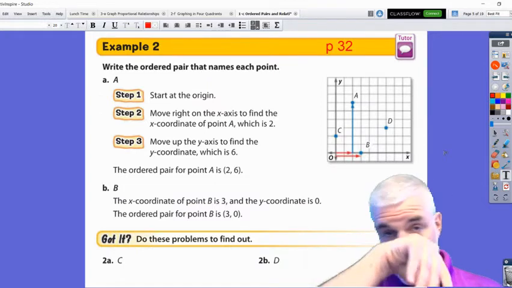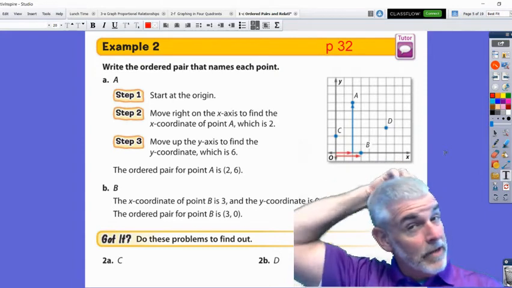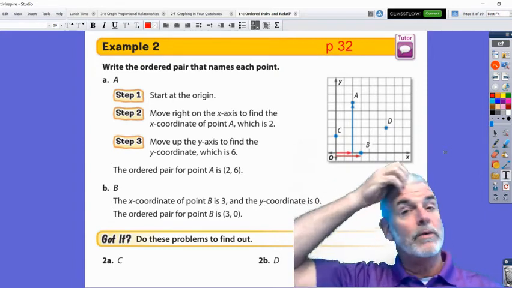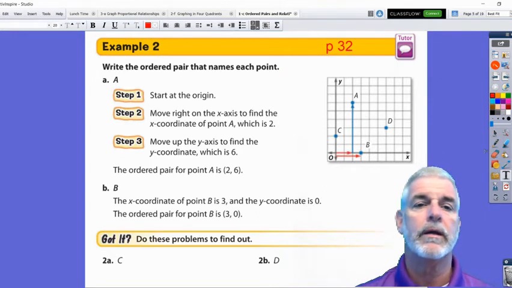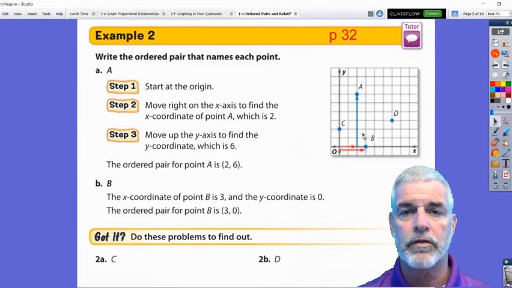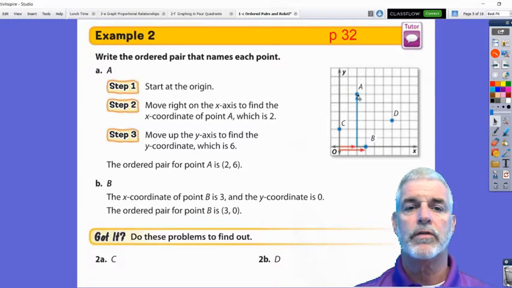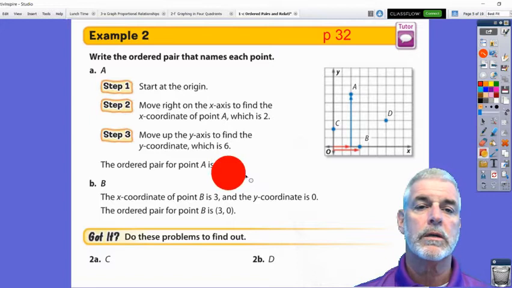Okay, which ordered pair? Write the ordered pair for the point that's given. So they give you the letter here, and then you need to identify the coordinates. Okay, so you see where the point A is. It's 2 units to the right. That's an x coordinate of 2. And 1, 2, 3, 4, 5, 6 units up. So the coordinates of point A are 2, 6.